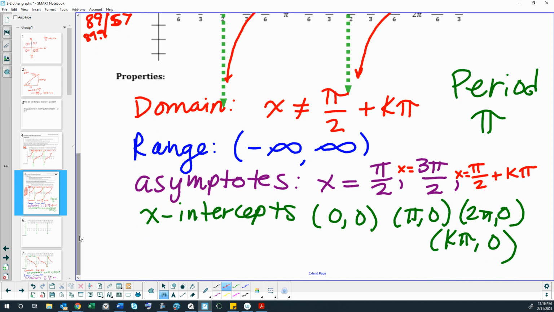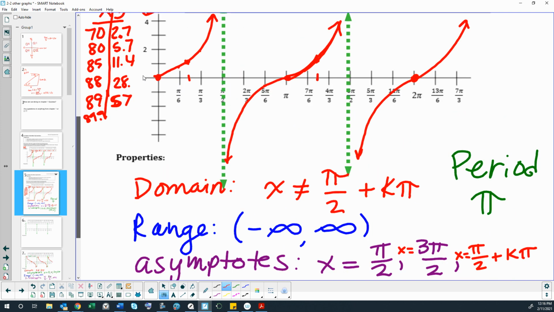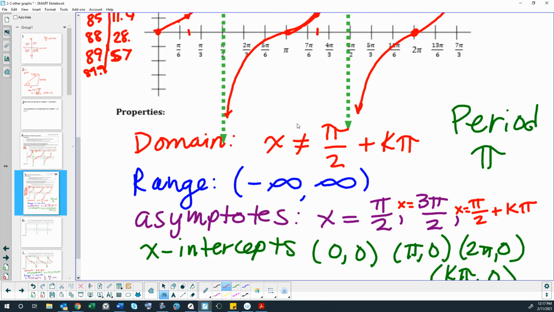And then our x-intercepts happen at every interval of pi itself. We've got one at 0, one at pi, one at 2 pi, there'll be one at 3 pi, 4 pi, negative pi. So we can just say our x-intercepts happen at values of k pi comma 0, right? Those are our main ones right there. Okay, so this is our basic parent graph for tangents.